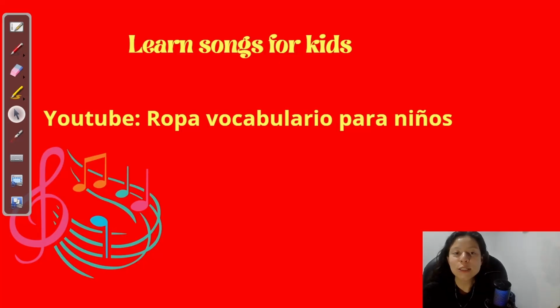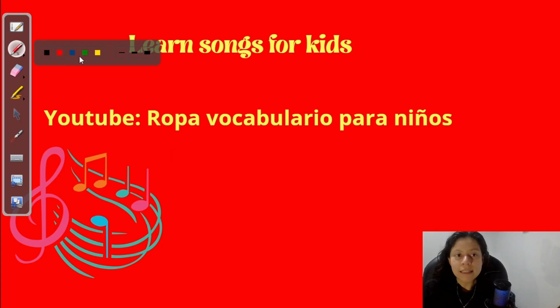The next technique is to learn songs for kids. Some people don't like this method, but I think that is the most effective method for learning vocabulary in any language. I'm going to share with you how you can search for the proper songs for learning. So on YouTube, you are going to type the principal word that you need. In this case, I put clothes. In Spanish, ropa.